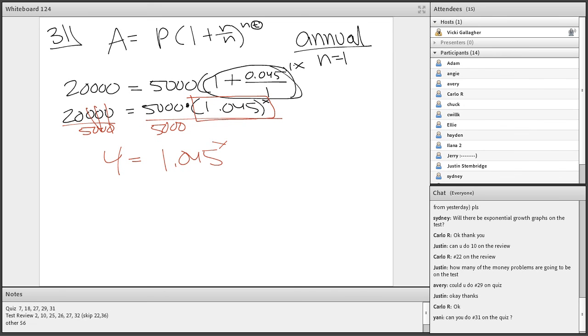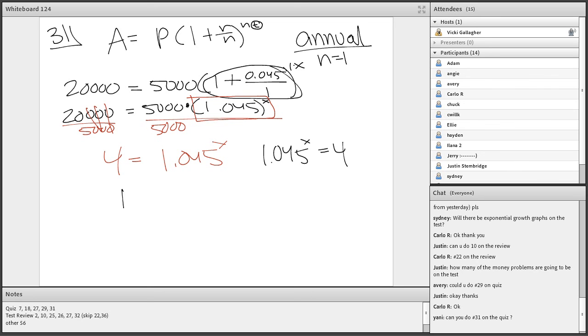And now I have something that's in exponential form. It's a little bit backwards from how we normally write it, so I am going to flip-flop it so it looks a little bit more natural. 1.045 to the power of x equals 4. This is exponential form. From here, I can change it to logarithmic form.